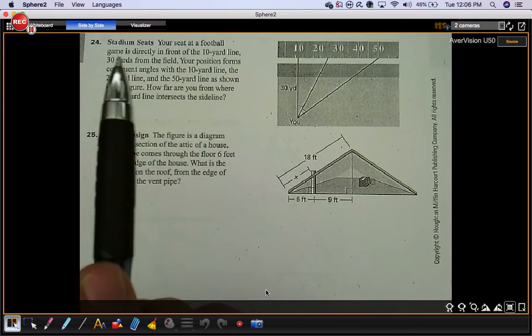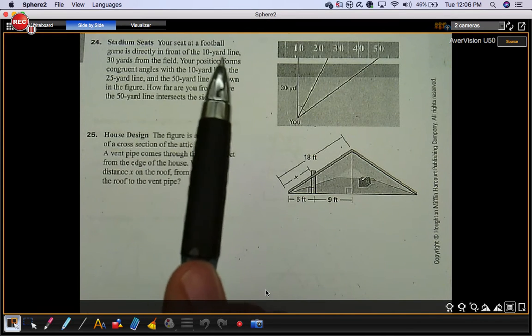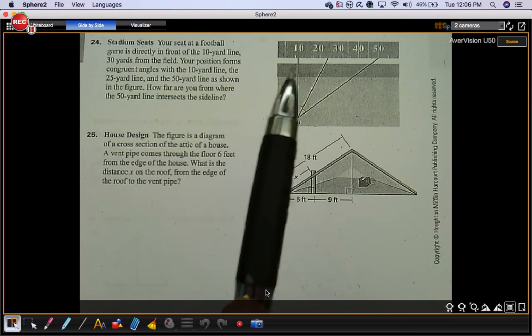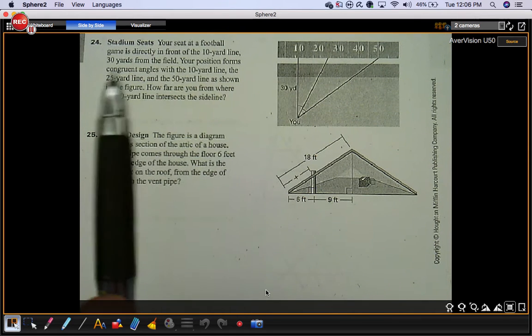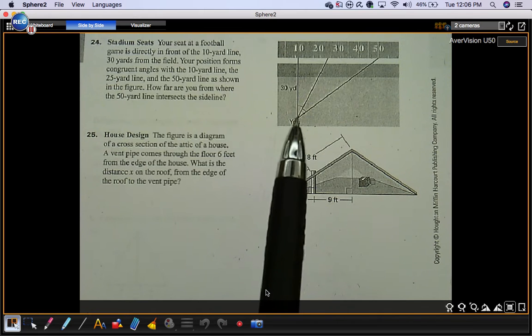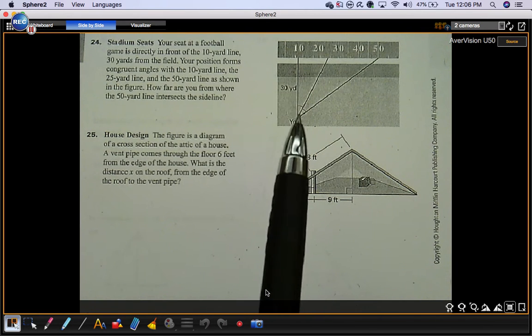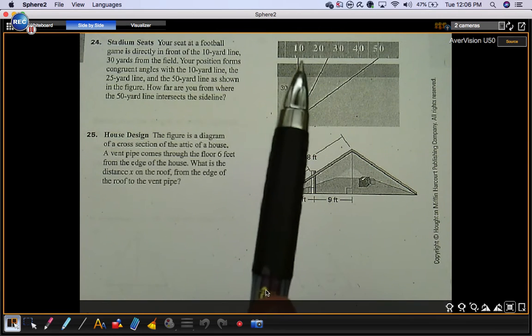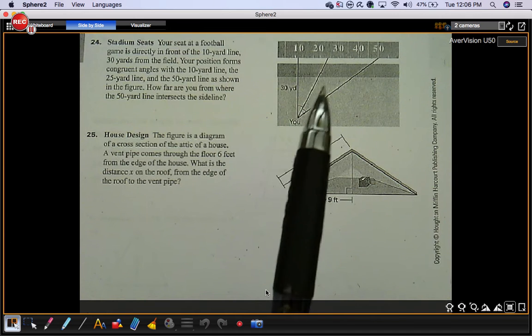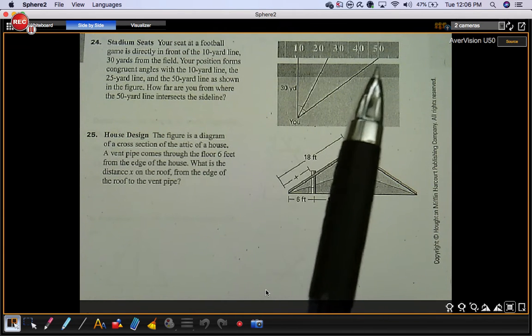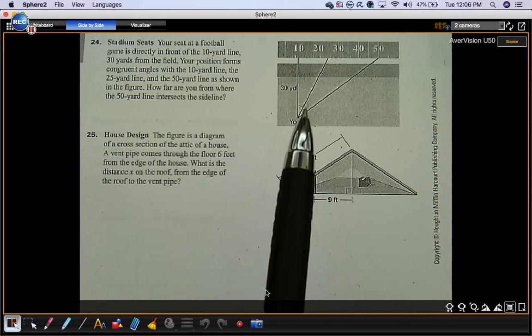Your seat at a football game is directly in front of the 10-yard line. So that's where you're going to be, directly in front of the 10-yard line. It's 30 yards from the field. So this measurement from where you are to that 10-yard line is 30 yards. Your position forms congruent angles with the 10-yard line, the 25-yard line, and the 50-yard line. So notice how that gives you congruent angles there.